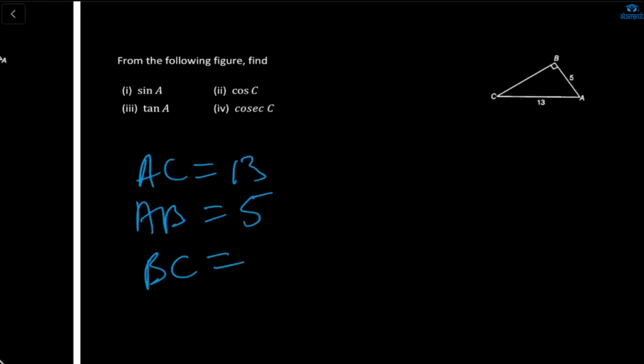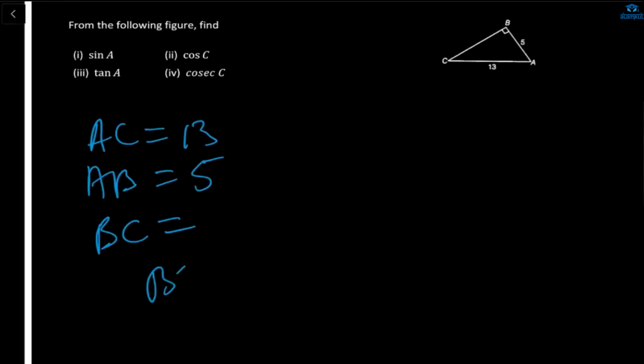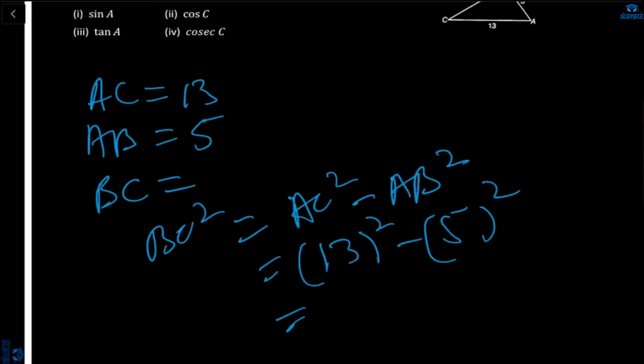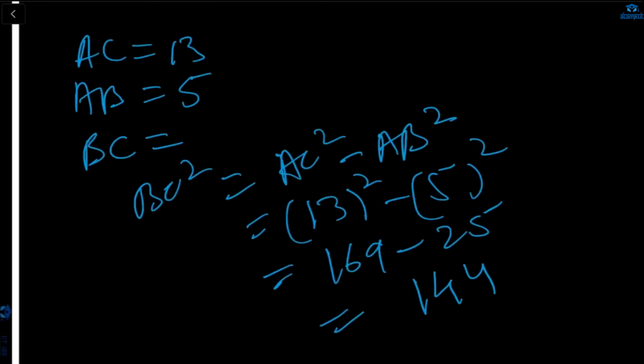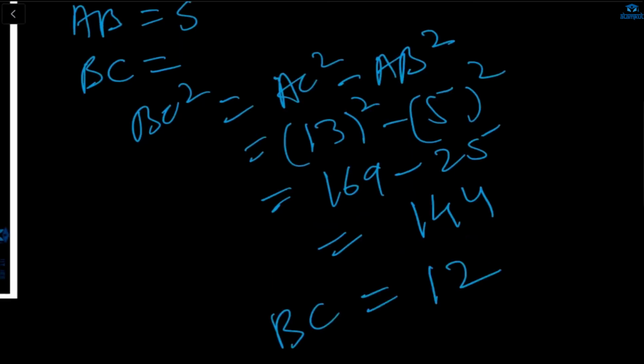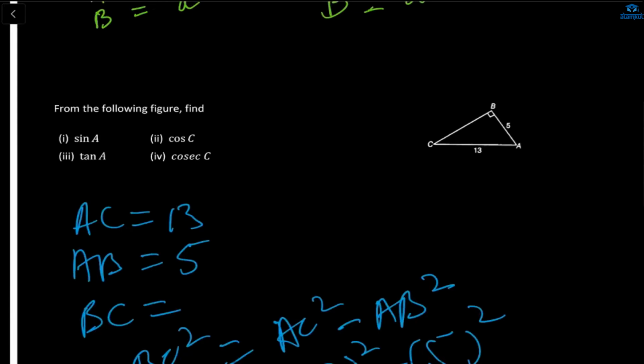Ma'am, BC square equals AC square minus AB square. So BC square is equal to AC square minus AB square. Okay, so 13 square minus 5 square. So 13 square is equal to what? 169. So it will be equal to 144, so BC will be equal to 12. Okay, so we have got the value of BC. It is 12 here.